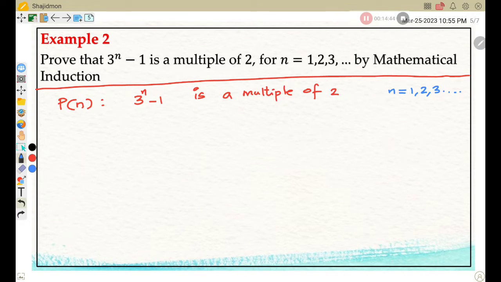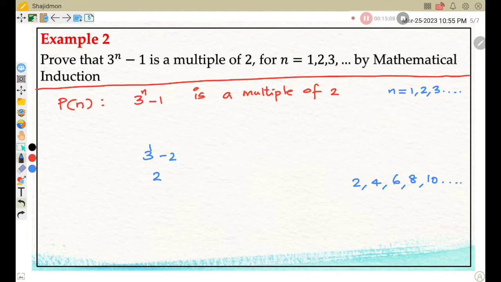That means if you put n equal to 1, 3 power 1 minus 1, check this number, it is 2. It is a multiple of 2, correct? Multiple of 2 means what numbers? 2, 4, 6, 8, 10. These numbers are multiples of 2, correct? So if you put n equal to 1, it is a multiple of 2.